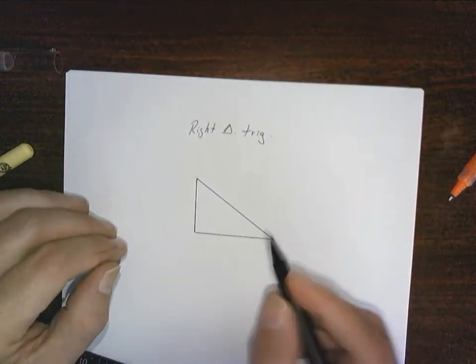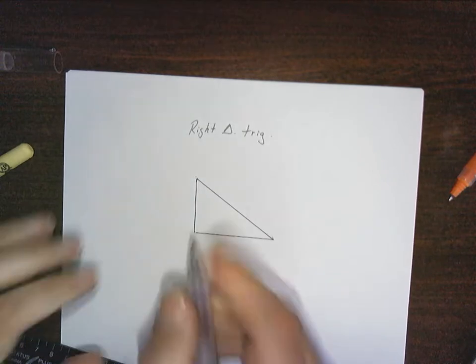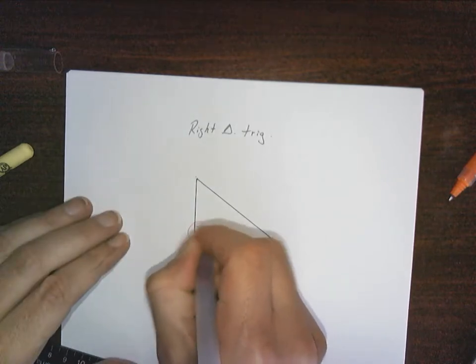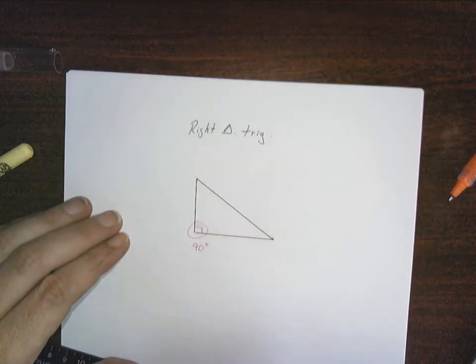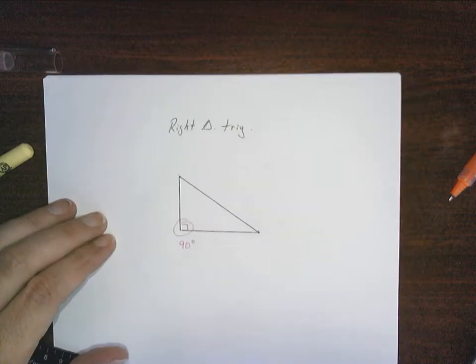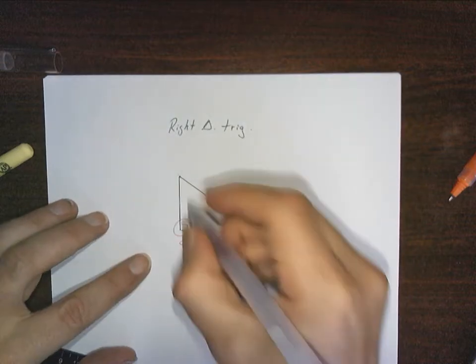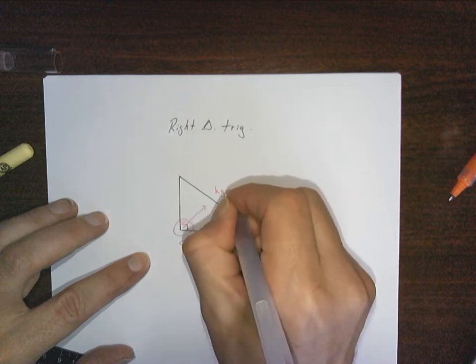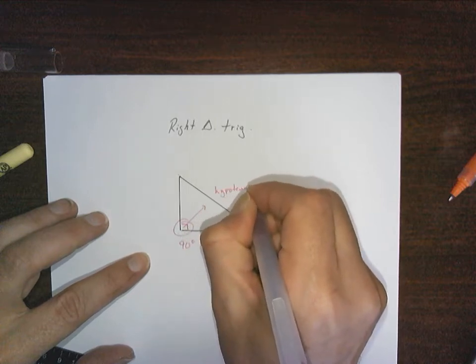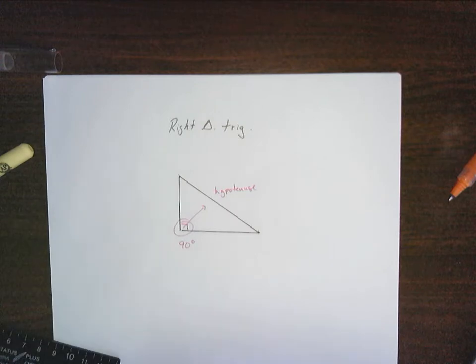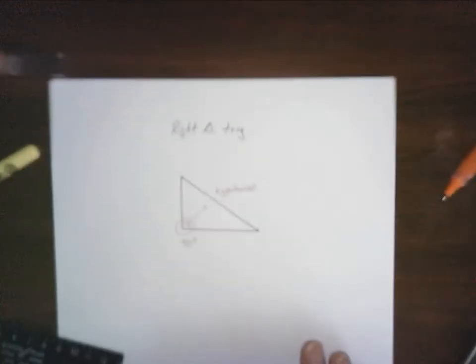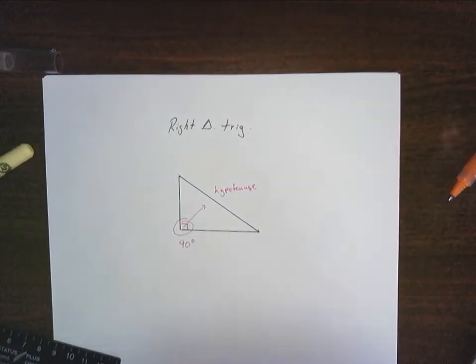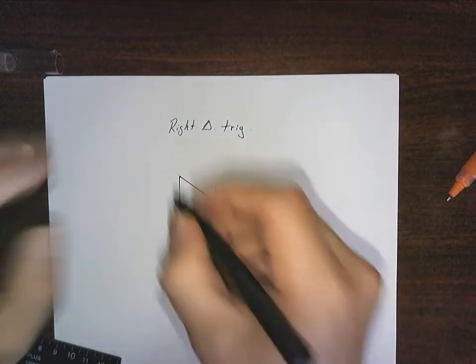Now, whenever you have a right triangle, by definition, it has a right angle, which means it has a 90-degree angle. The other two angles will be smaller than 90 degrees, and this 90-degree angle will lead to a hypotenuse. And that hypotenuse is always the longest side, and it's opposite the 90-degree angle. Okay, so there's a right angle triangle.